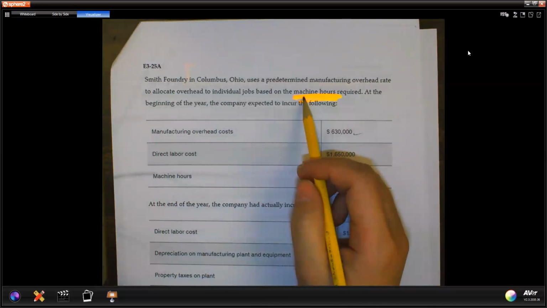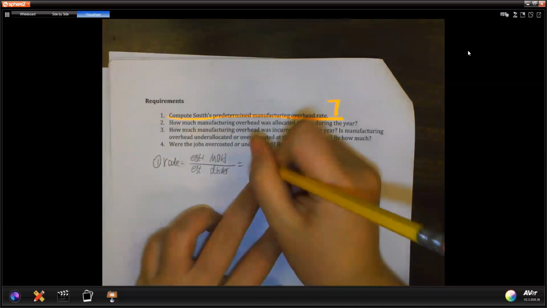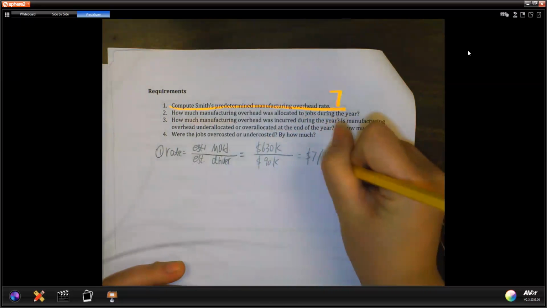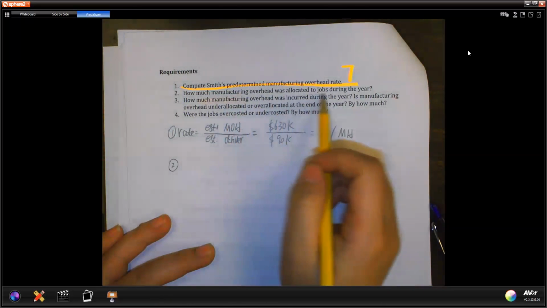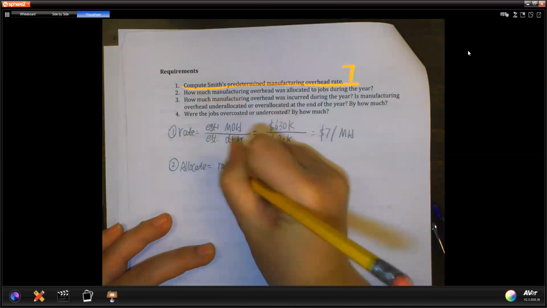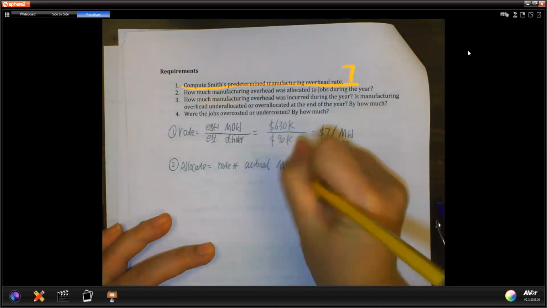Estimated manufacturing overhead is $630,000, and machine hour is 90,000 hours. So that gives you $7 for one machine hour. Okay, second one asks how much manufacturing overhead was allocated. So we said the allocation is the rate times the actual cost driver. Our cost driver is machine hour, so it's our $7 times the actual machine hour.